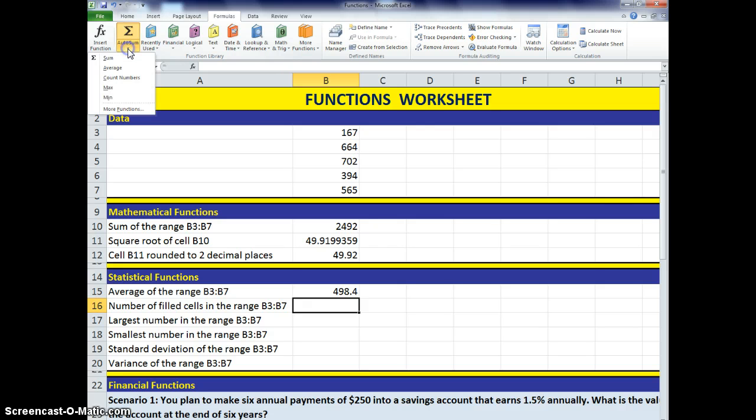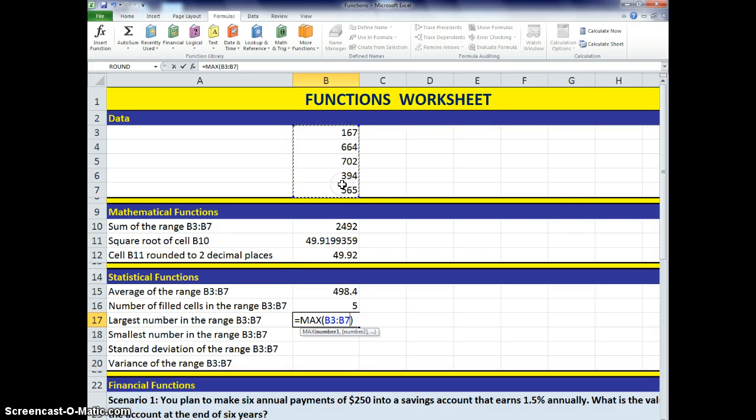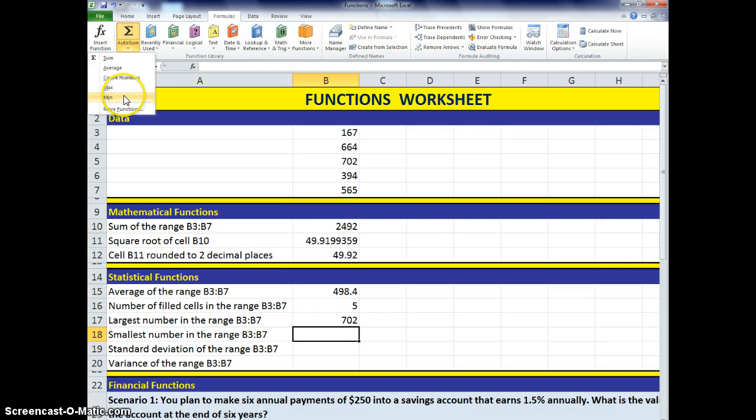How many do we have here? That's a count. Count numbers, B3 to B7. It's 5 of them. 5. See, I'm good too. Largest number. Max. From B3 to B7. Enter. We got it. Smallest number. Min. From B3 to B7.